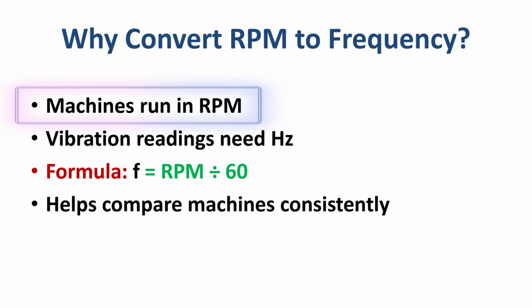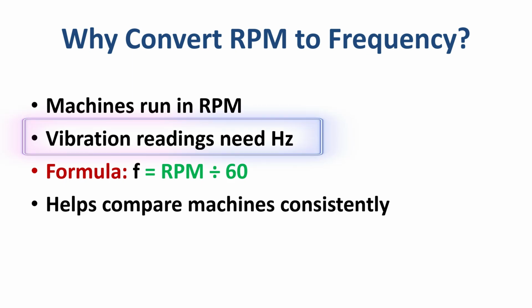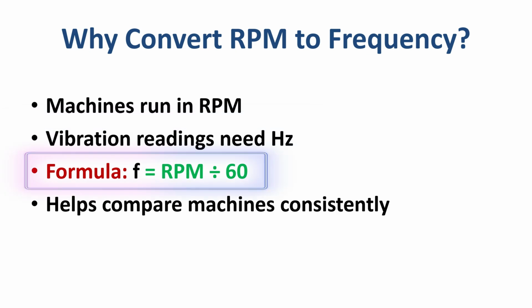But for vibration analysis we deal mostly with frequencies, measured in hertz, also known as CPS. Don't get confused between cycles per second and cycles per minute. Cycles per minute is equal to the RPM, and cycles per second is nothing but hertz. So if I want to calculate the frequency, what will be the formula? It's very simple: F equals RPM divided by 60, right?